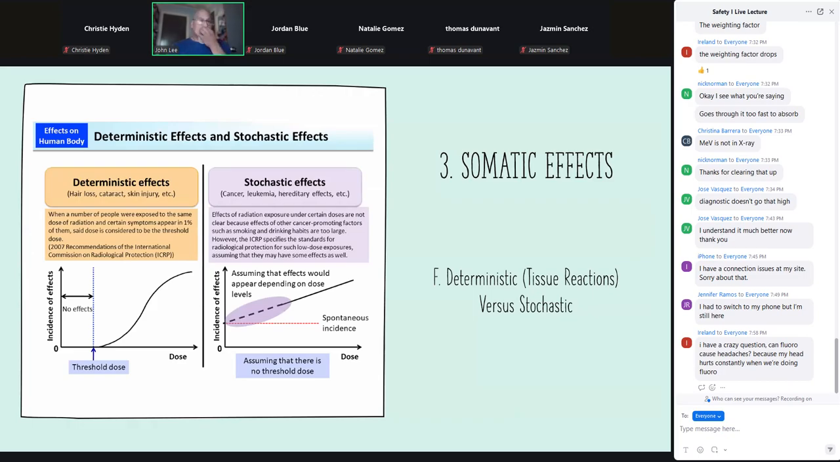Deterministic effects are threshold in nature, which means there's a certain amount of radiation that you're going to be able to absorb and be exposed to without having an effect occur at all. Hair loss, cataracts, skin injuries, etc., are more deterministic in nature. Cancers, leukemia, hereditary effects are non-threshold in nature. The slightest amount could cause an interaction or a reaction.